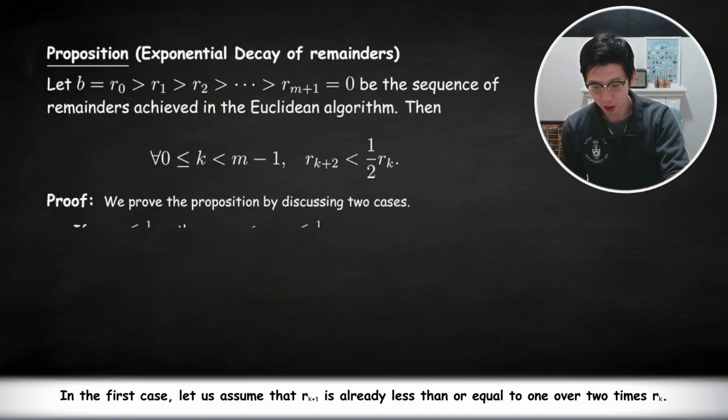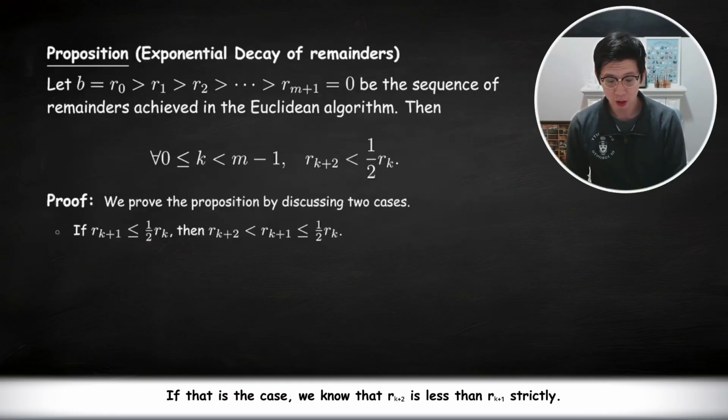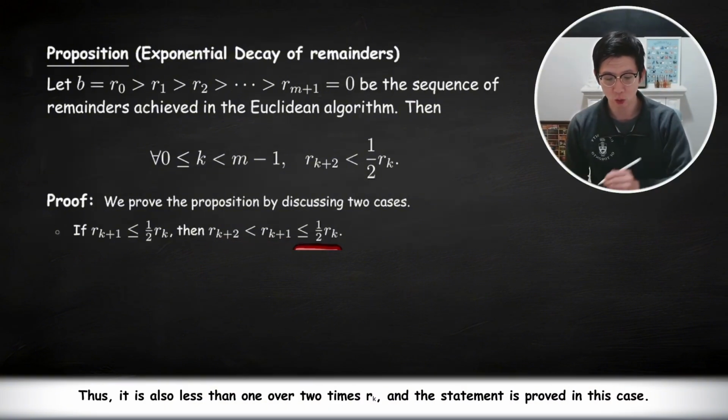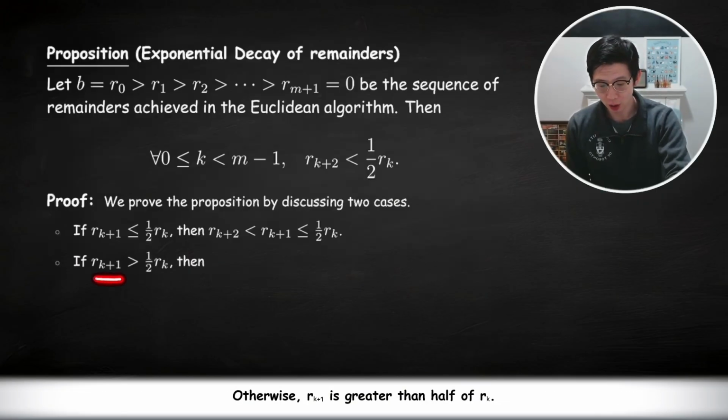In the first case, let us assume that r_{k+1} is already less than or equal to 1/2 times r_k. If that is the case, we know that r_{k+2} is strictly less than r_{k+1}. Thus, it is also less than 1/2 times r_k, and the statement is proved in this case. Otherwise, r_{k+1} is greater than half of r_k.